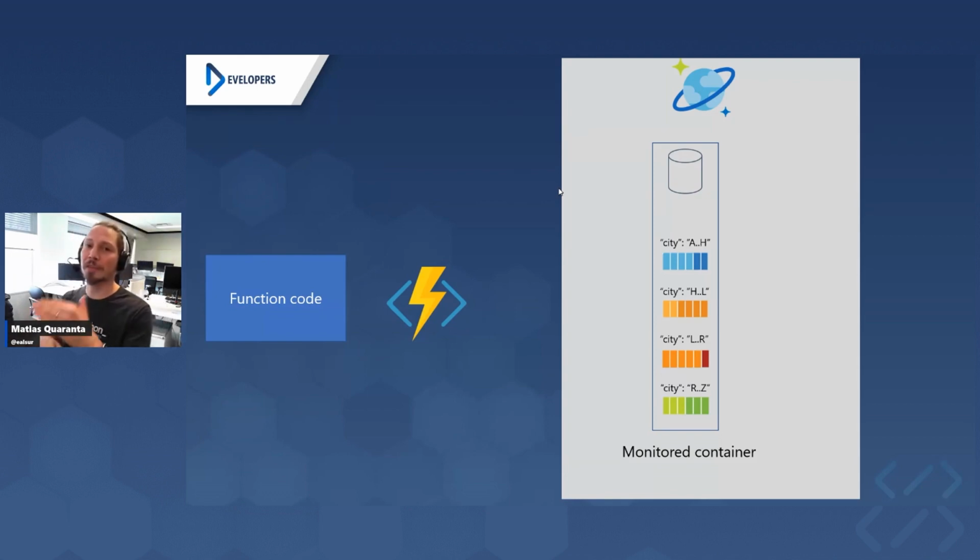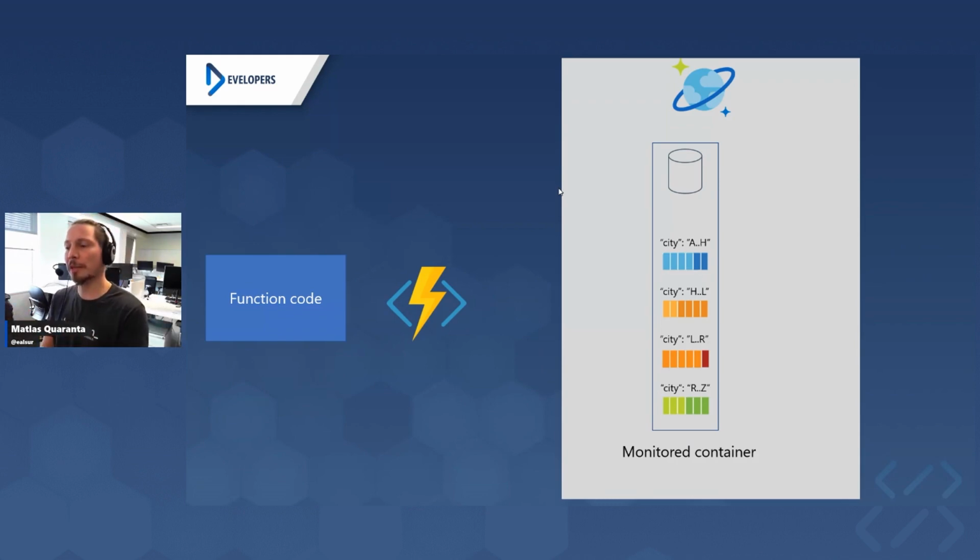So the number of physical partitions is driven by the volume of data that you are storing. As your container grows, more partitions will be provisioned for you automatically and transparently. You don't need to do anything, and the container will scale dynamically for you.